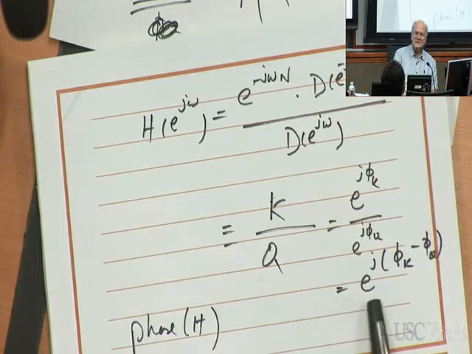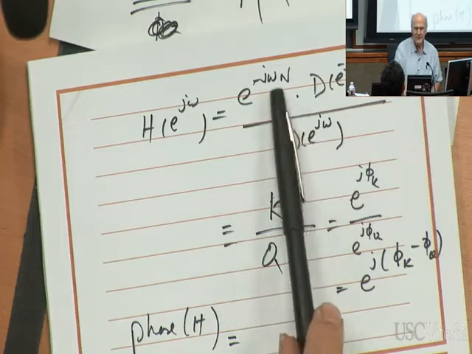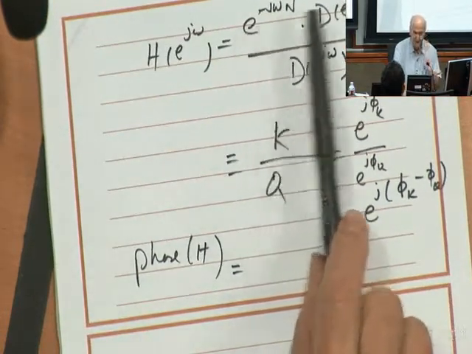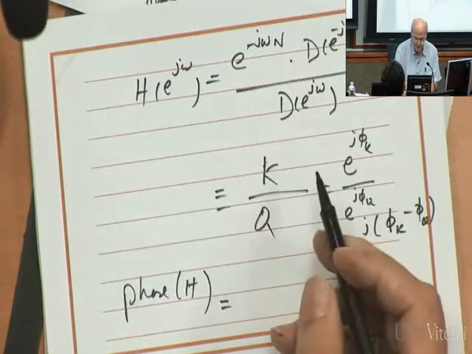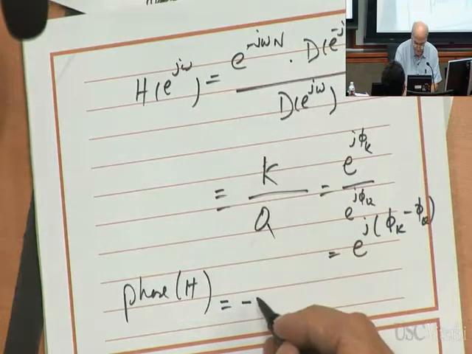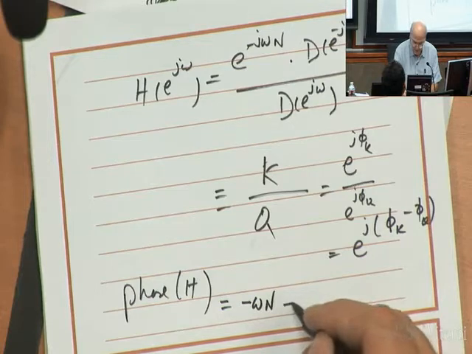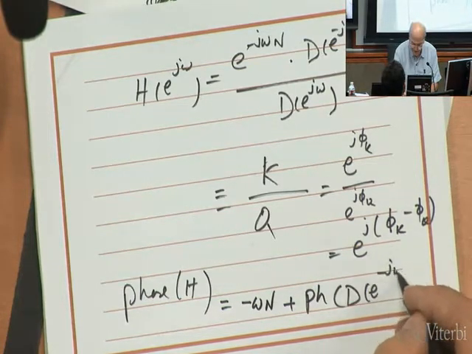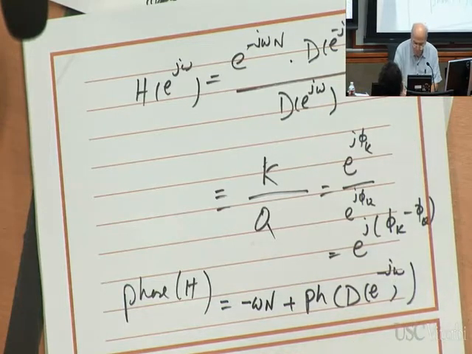So the phase is just equal to the difference of the phases of these polynomials. So what is that going to equal to? Well, first of all, don't forget this. You'll have this phase, and that'll add to this phase. So this will be a minus omega n plus the phase of d of e to the minus j omega, and that'll be minus the phase of d of e to the j omega.